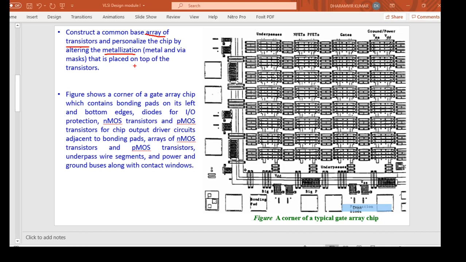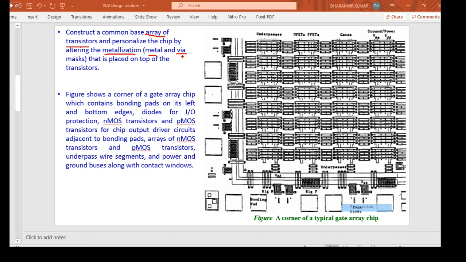Now here there are two terms, one is metal and the other one is vias. Metal layers, you understand, they are the interconnecting layers, interconnecting wires that will connect one transistor to other transistor, or one output to the next input.